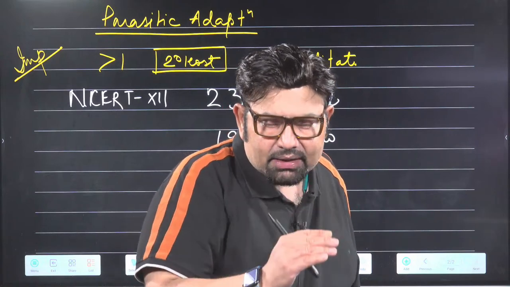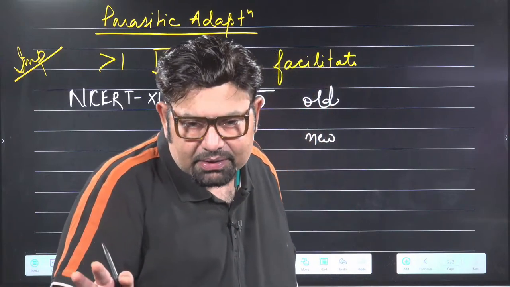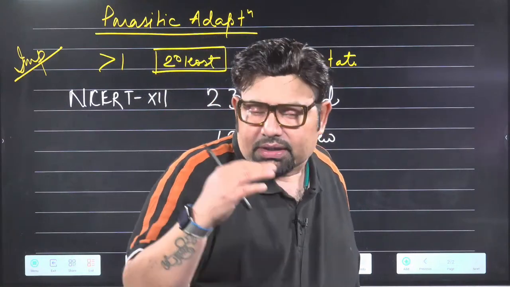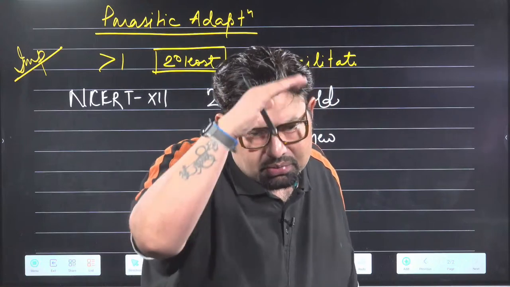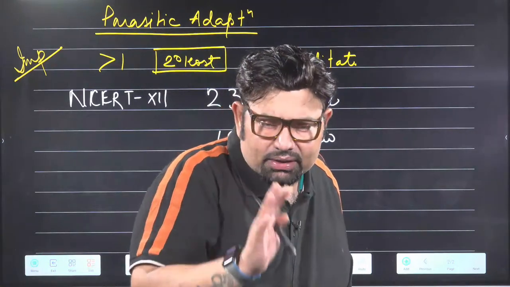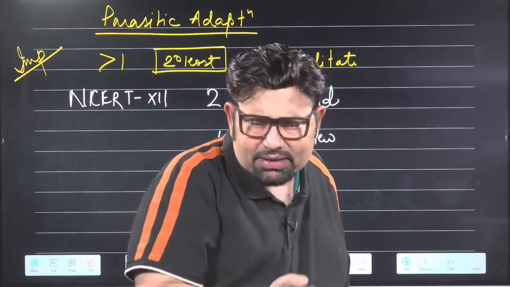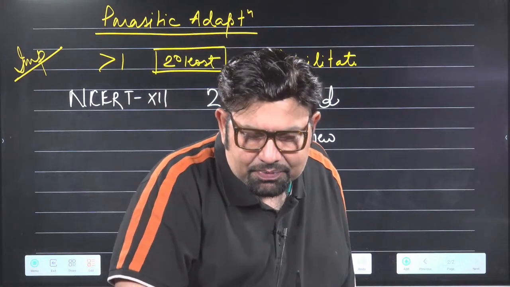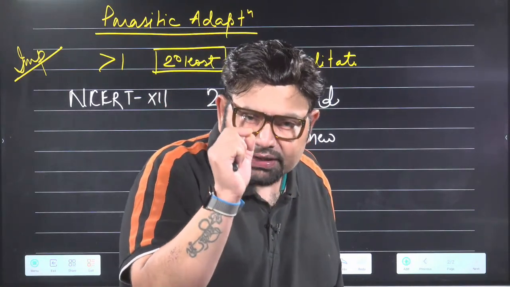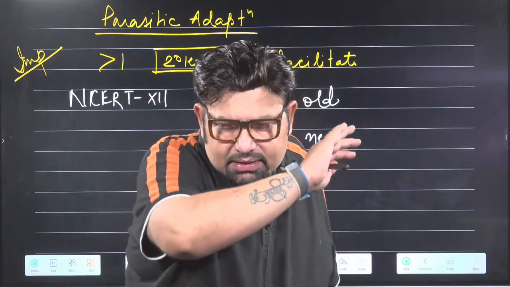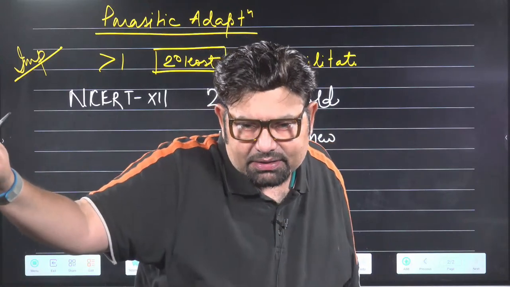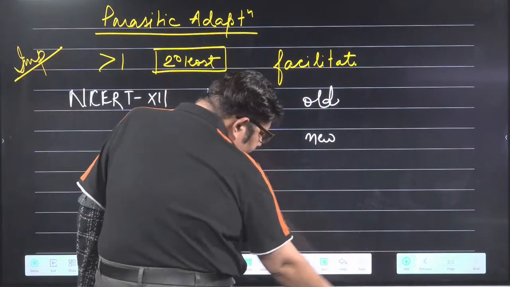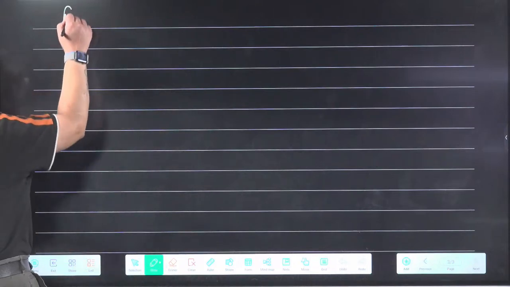You are understanding? So point number one, more than one primary, more than one secondary host. Point number two, they don't have fine or advanced sense organs. They don't require sense organs. Their digestive system is also very much reduced, so much so that in case of tinea, the alimentary canal is absent. Okay, children?